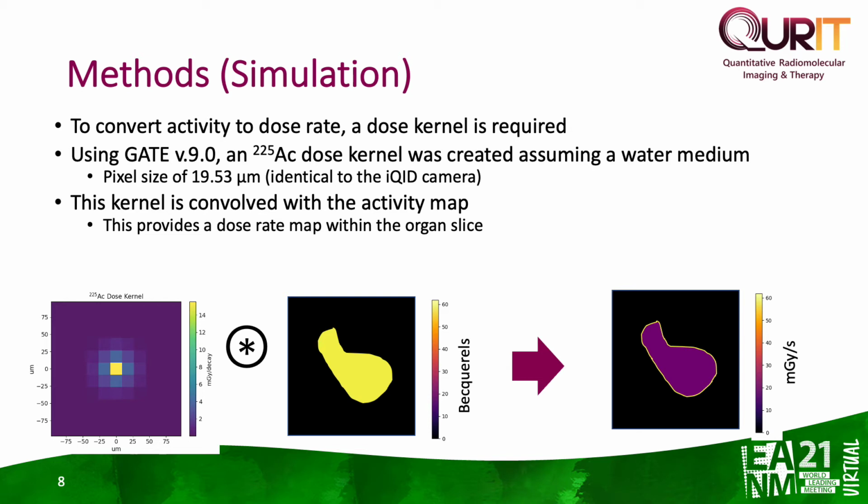However, if we would like to take this one step further and also obtain a dose rate map, it will require the use of a dose kernel, which we created using simulations. We used Gate version 9 Monte Carlo software and simulated a point source of actinium-225 in the center of a two-dimensional box with the same density of water. And the pixel size of our dose kernel was identical to the iQID camera, being 19.53 micrometers. Now, once we have this kernel, which you can see in the bottom left, we can convolve it with our activity map, and this will provide a dose rate map within the organ slice in units of milligray per second.